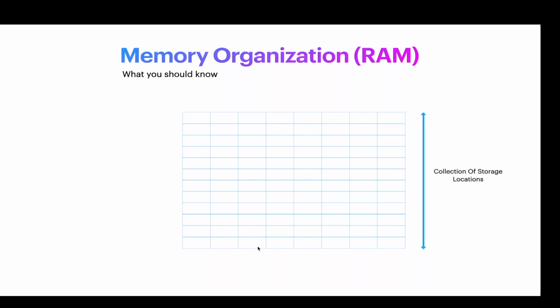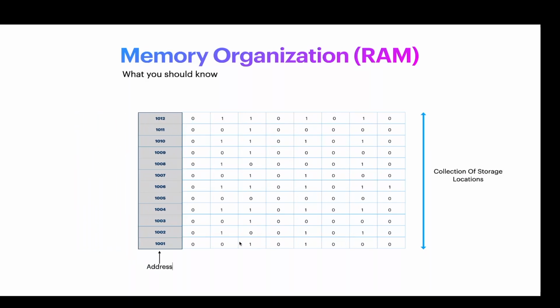So if you look at your computer, you'll have a large collection of storage locations. These are 8 bits wide, or in short, a byte wide, and you'll see a large collection of memory locations or storage locations in your computer. Each of these memory locations has an address. These are byte addressable, as we saw in the previous slide. Each individual byte has an address which is nothing but the memory address.